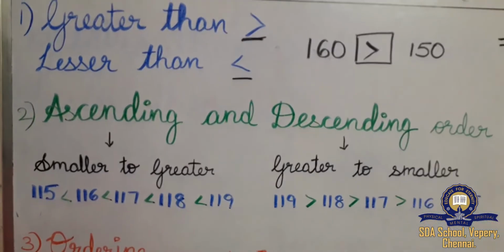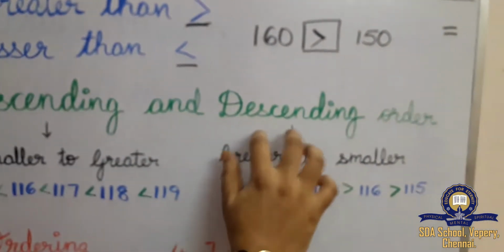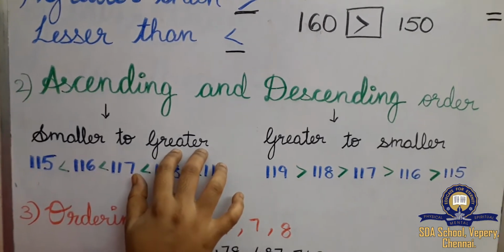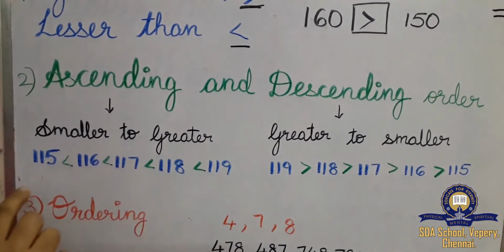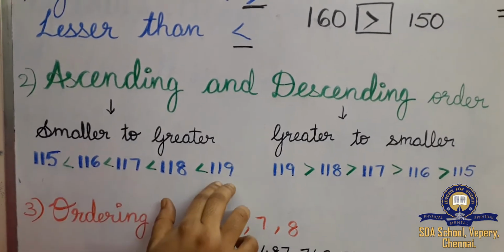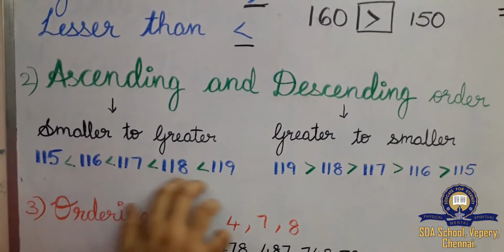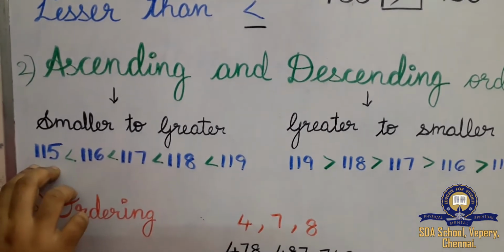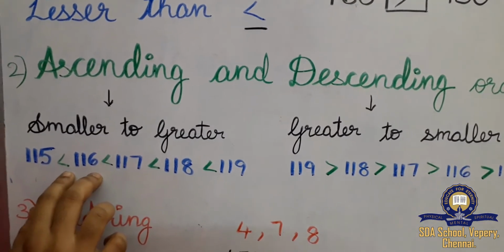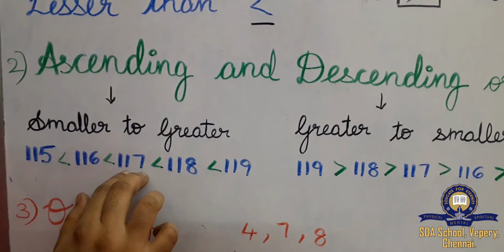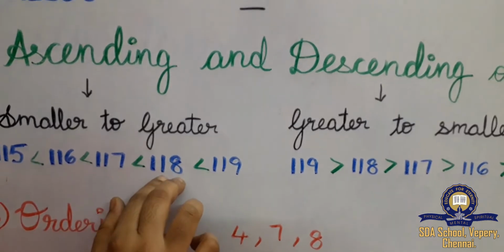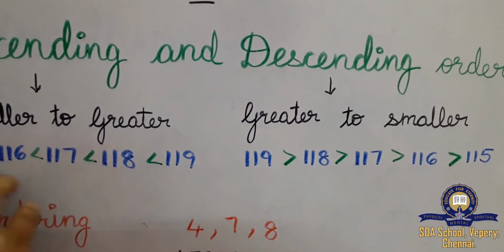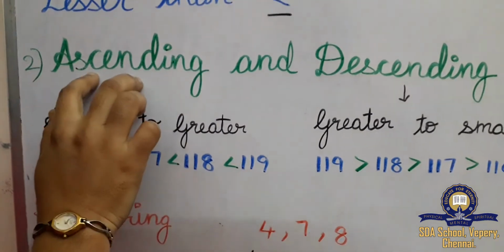Okay. Now the second topic what we have discussed, ascending and descending order. Ascending is nothing but smaller number to greater number. So from 115 to 119, we are going in an order. See, after 115, 116. So 115 is lesser than 116. 116 is lesser than 117. 117 is lesser than 118. And 118 is lesser than 119. So from smaller number to greater number is ascending order.